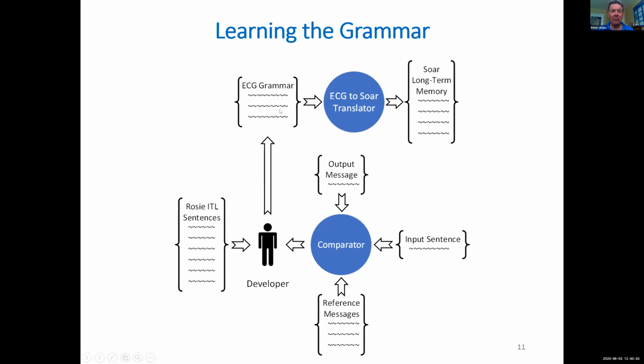And where does this grammar come from? Well, so far it's written by a human. And there's an incremental process where we have this big corpus of sentences we want Rosie to be able to understand, and we take one sentence at a time. So we take an input sentence, and we have these reference messages. So we pick an output message that we want that sentence to generate. We compare the two, and then this guy called developer, which happens to be me, takes that and puts new information into the grammar, and then it gets compiled by this translator program into Soar's long-term memory.